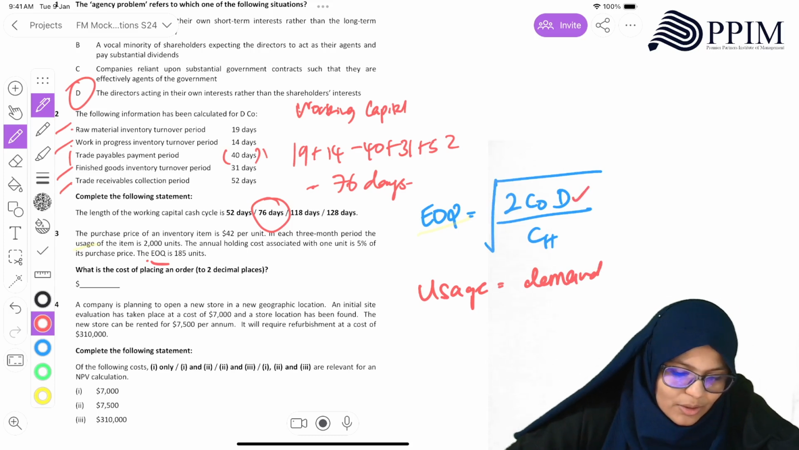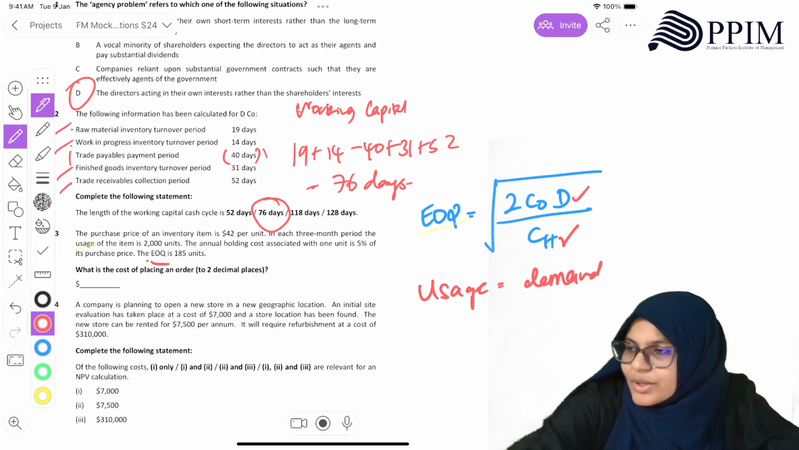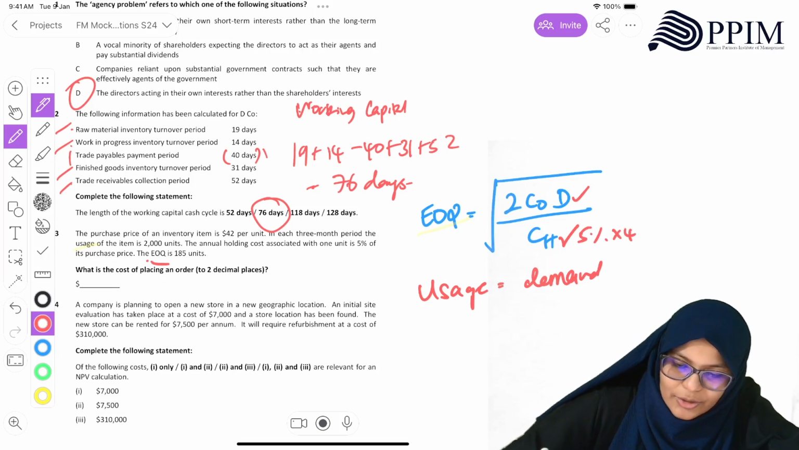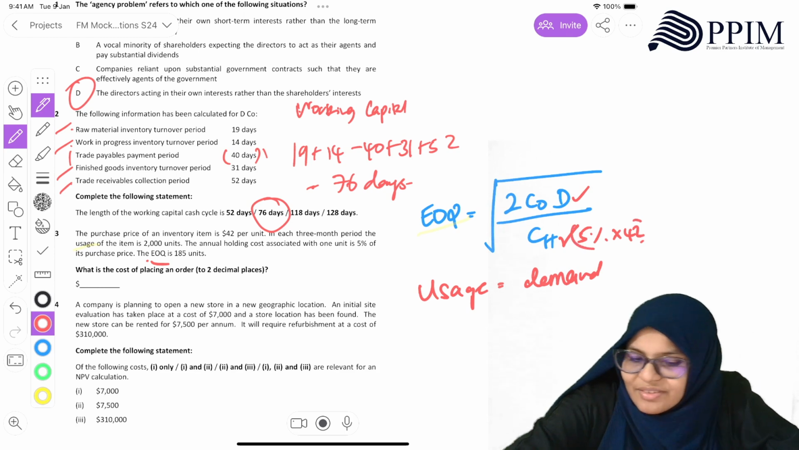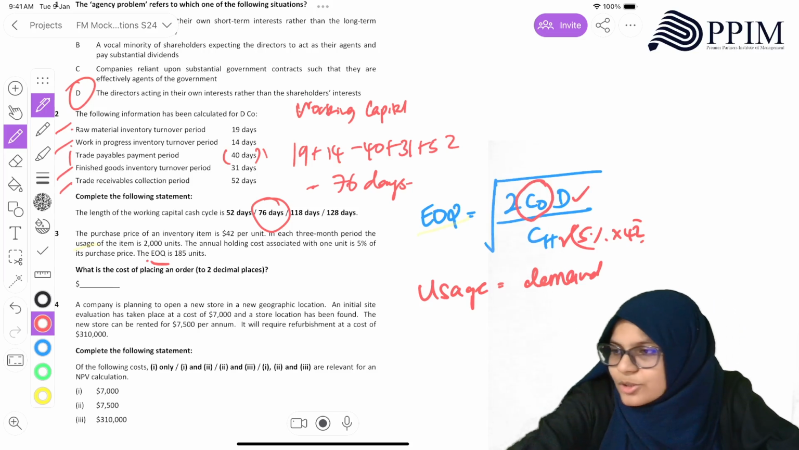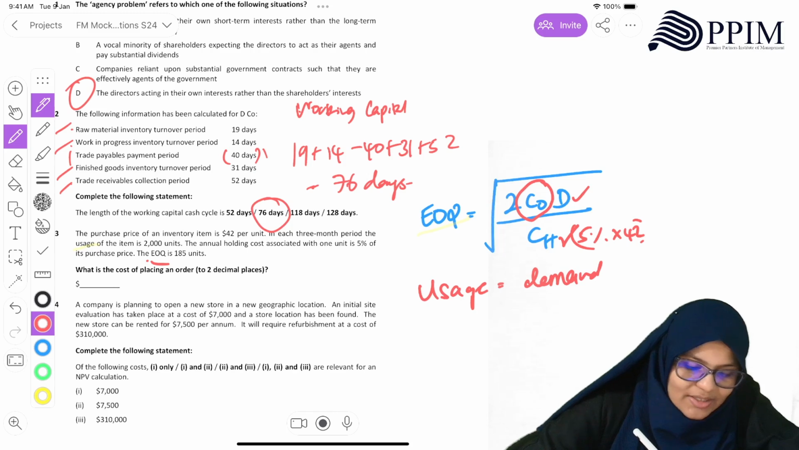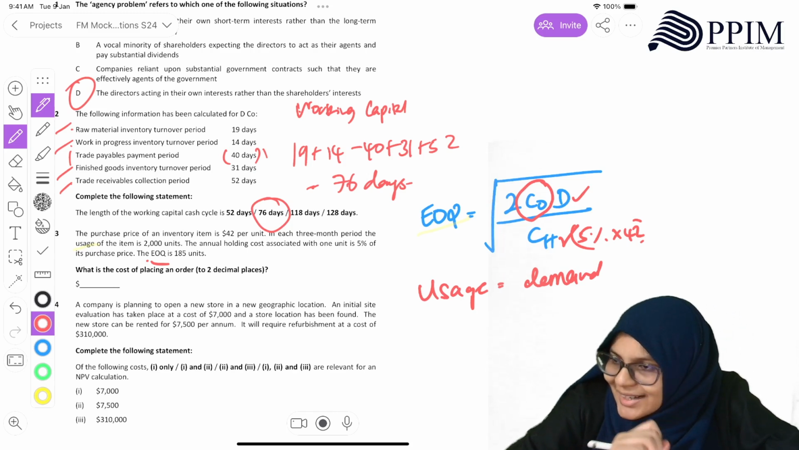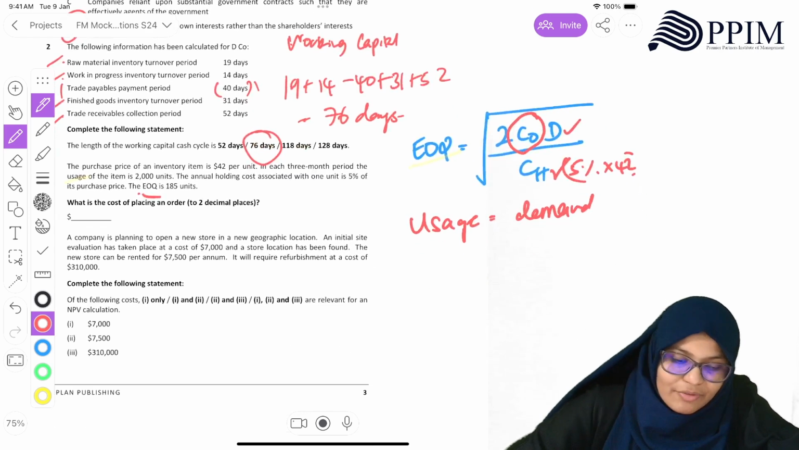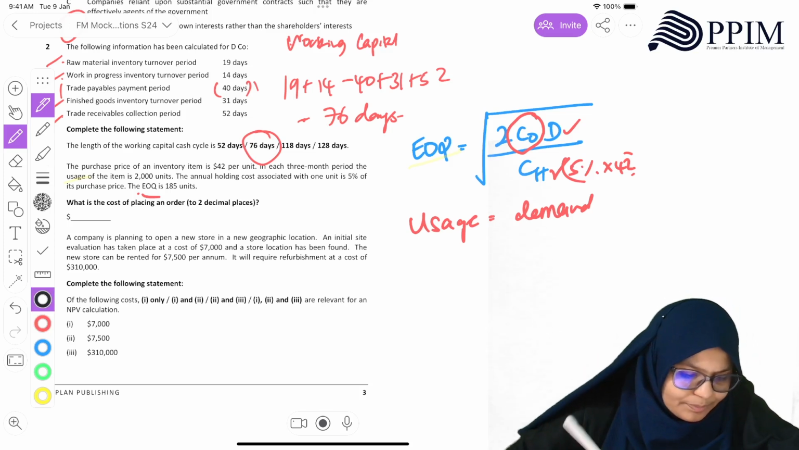Then they are saying the annual holding cost associated with 1 unit is 5% of the purchase price. So this cost of holding is also given. It's 5% of purchase price, which means 5% of 42. Everything is given except for one figure, which is the cost of ordering. Most probably that is what they want you to find out. If you look at the question, it's saying what is the cost of placing an order. So that is the figure you need to find out. It's just a matter of rearranging this equation, but you have to be a little careful. Okay, so let's put in the numbers that we know.